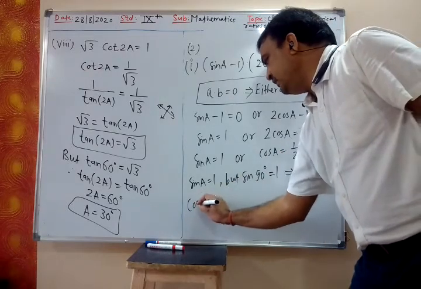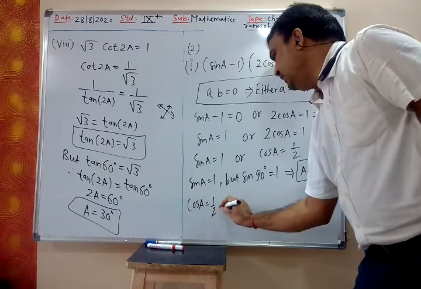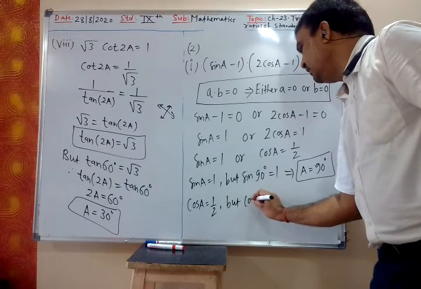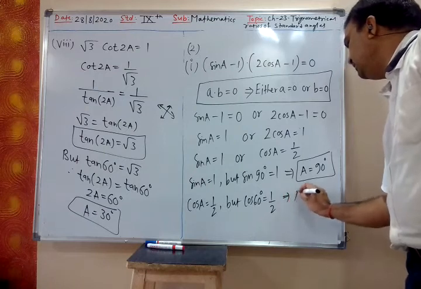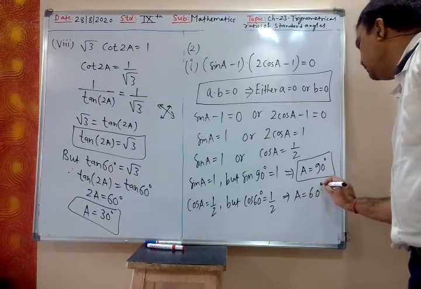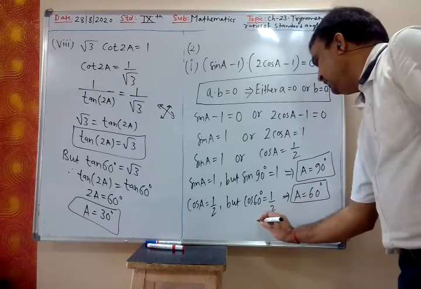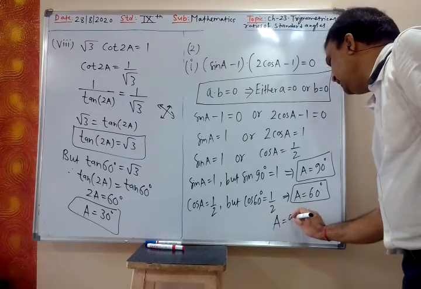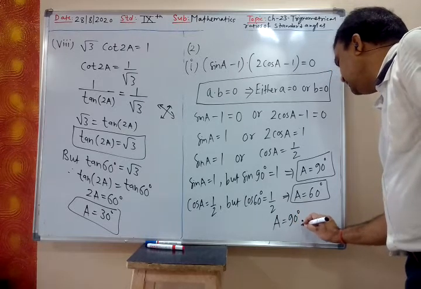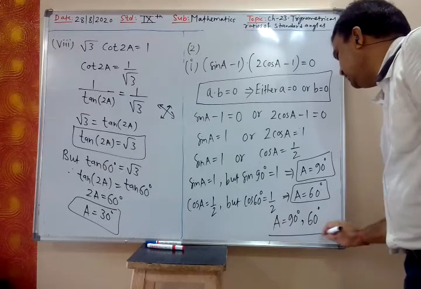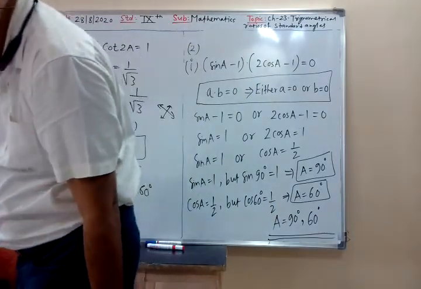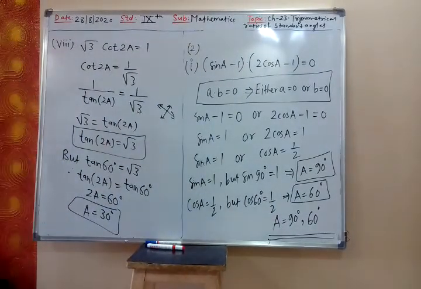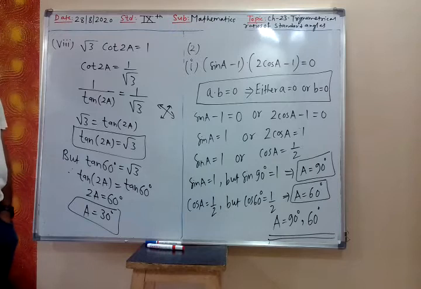Similarly, cos a is equal to half. But cos of which angle is half? Cos 60 degree. Cos 60 degree is half. So that gives you A is equal to 60 degree. So A has two values. So finally you will write the answer: A is 90 degree, comma, 60 degree. Yes, both the values. We take both the values because there is no condition given.